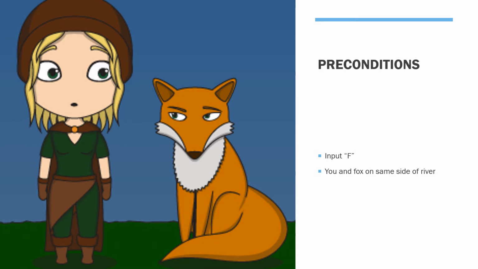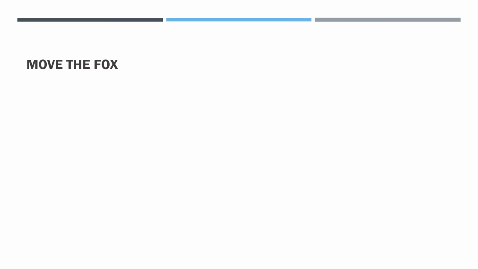Right, so what do I need to know and implement in order to be able to take the fox across the river? Well, for one thing, what we've already done, I have to input a capital F, but there's more to it than that. Me and the fox have to be on the same side of the river, otherwise I can't take him across the river with me. So let's write the code to make that happen.